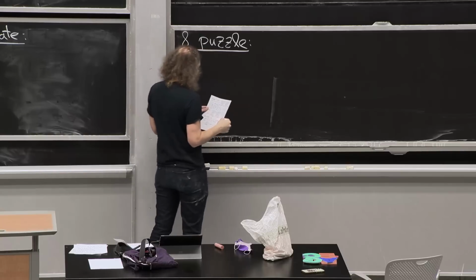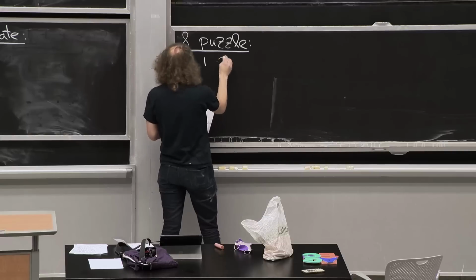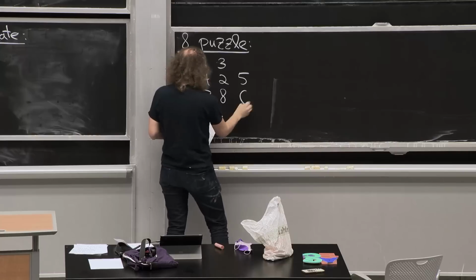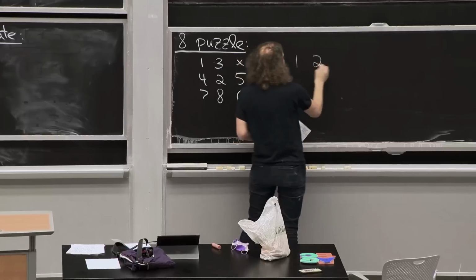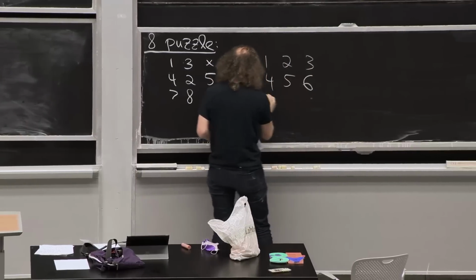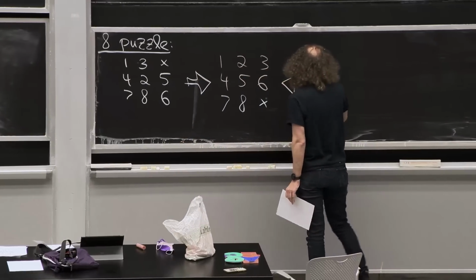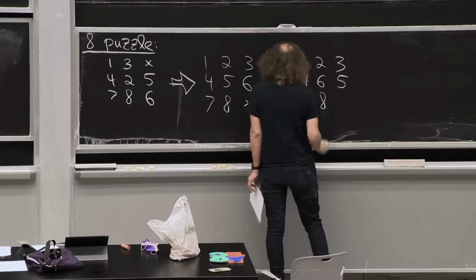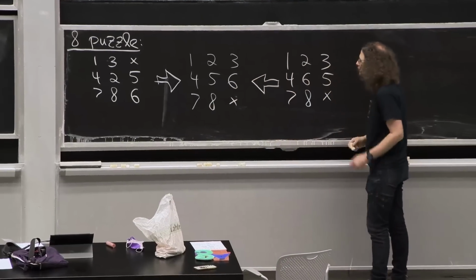I have some examples here. 1, 3, 4, 2, 5, 7, 8, 6, going to 1, 2, 3, 4, 5, 6, 7, 8. Or this one: 1, 2, 3, 4, 6, 5, 7, 8. Okay? Hopefully the rules are clear. We'll formalize them in a second.